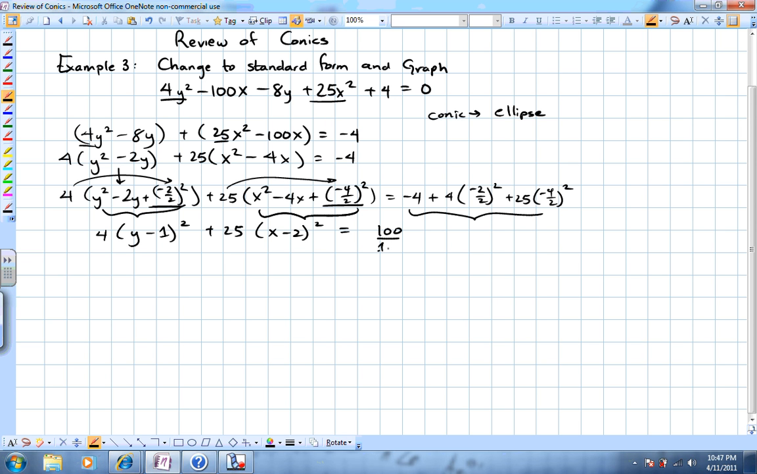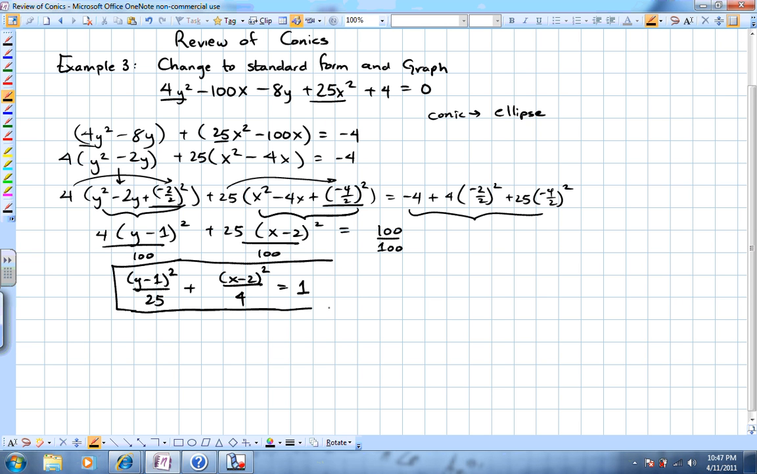Standard form, you have to set it equal to 1, so let's divide by 100. Divide both sides, maintaining equality. Reduce the fraction 4 over 100. I get y minus 1 squared over 25 plus x minus 2 squared over 4 equal 1. Again, you're done here. Completing the square, but this is the standard form for the ellipse.